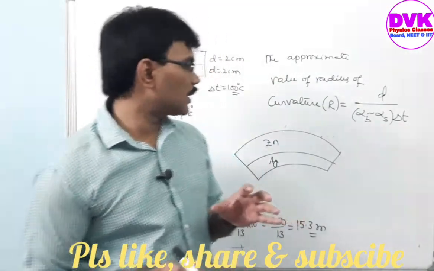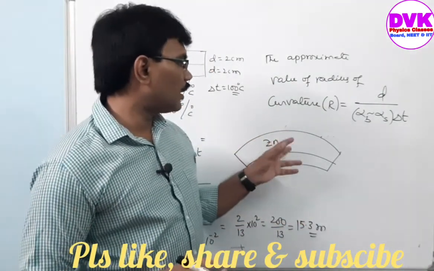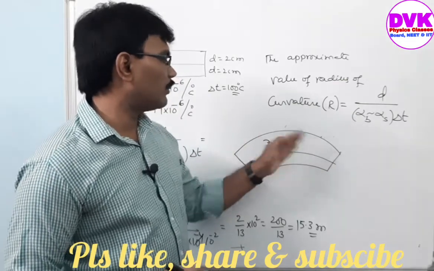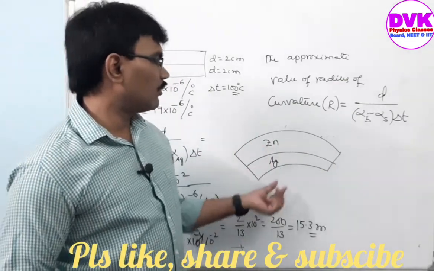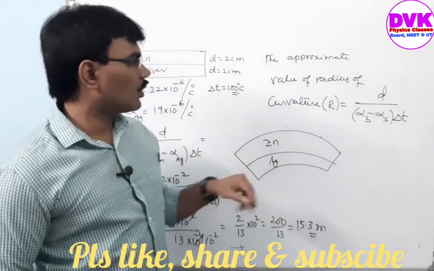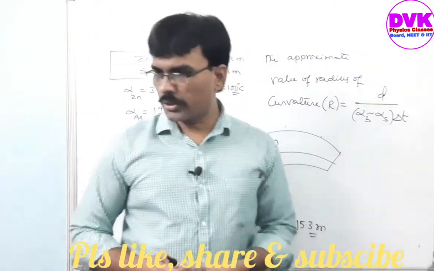So the main points are here. The metal which has higher alpha will be on the higher curvature side, meaning on the convex side, and the one with lower alpha will be on the concave side. That is a very, very important point.